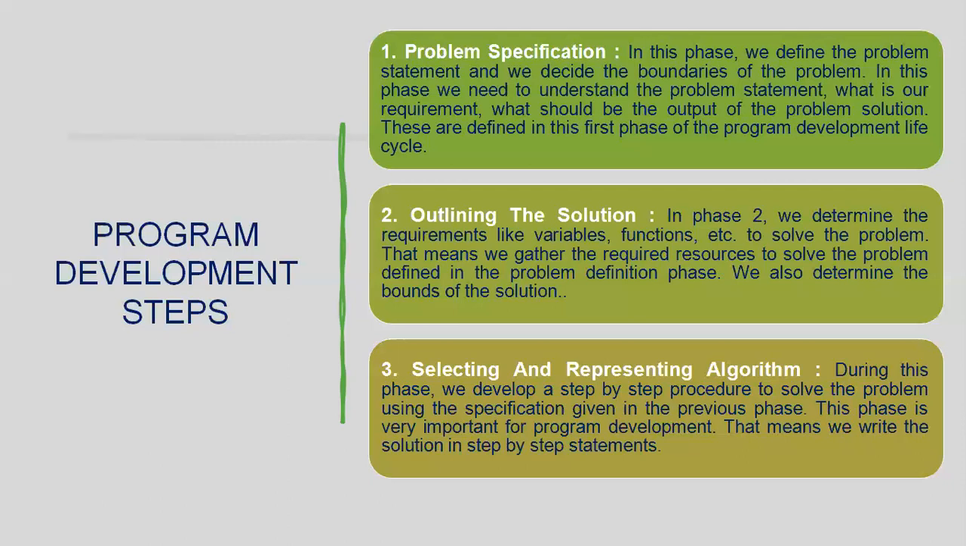Once after completing the first phase, we need to go for outlining a solution. So in this phase 2, we determine the requirements like variables, functions, etc. to solve the problem. That means we gather the required resources to solve the problem defined in the problem definition phase. And we also determine the bounds of the solution.